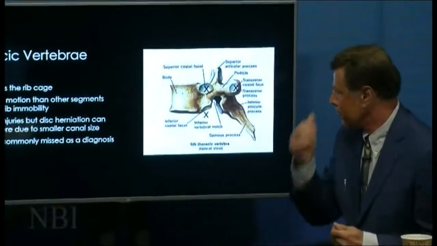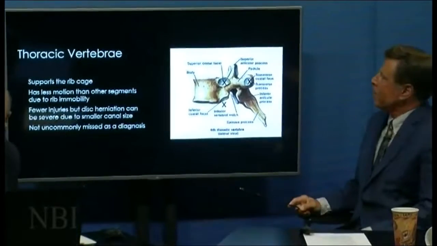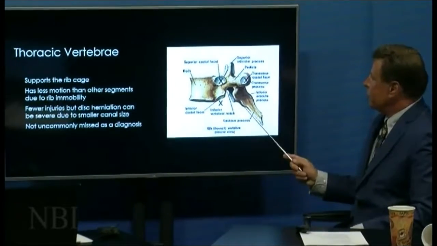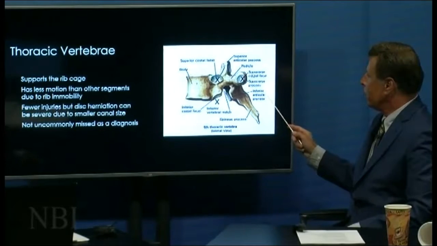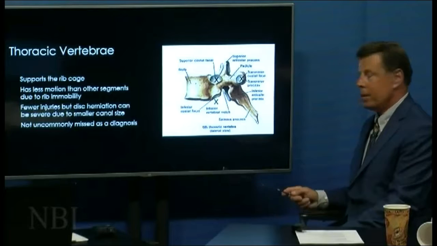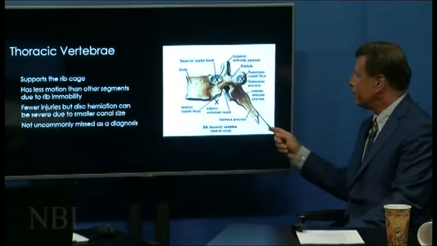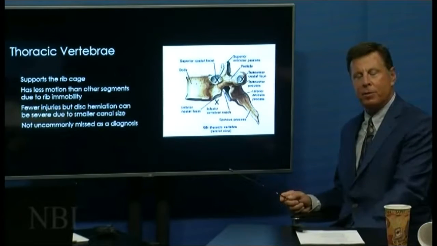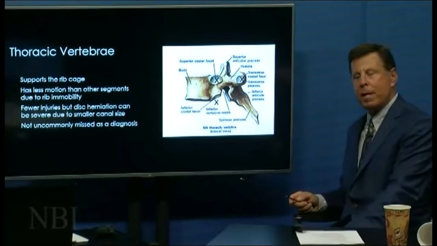The thoracic vertebrae are interesting because you have 12 thoracic vertebrae, and the only difference is that they have an area where the ribs attach. And the reason is the ribs need to be attached, and what the ribs do is give stability to the thoracic spine. So you have 12 thoracic vertebrae where the ribs attach.